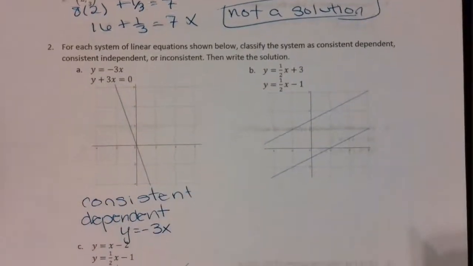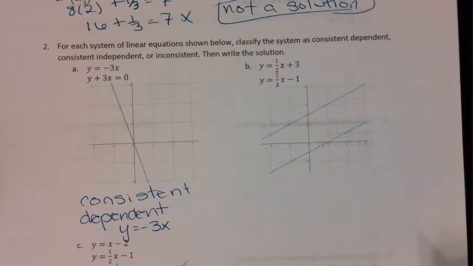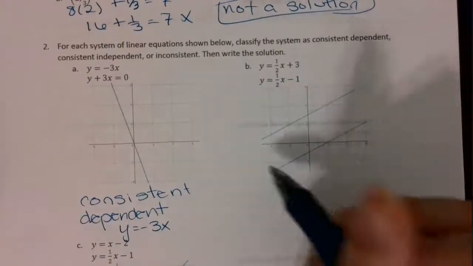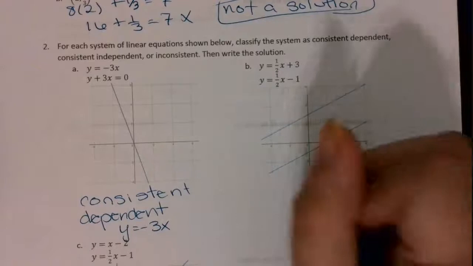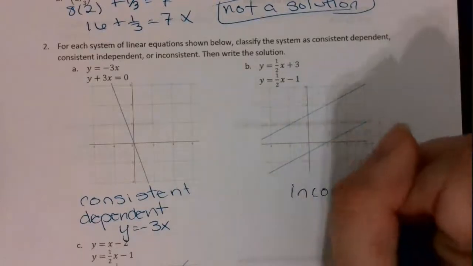For B, if I go ahead and look, those are two separate lines. That means they're also parallel. That means they're never going to touch. So this one is inconsistent.